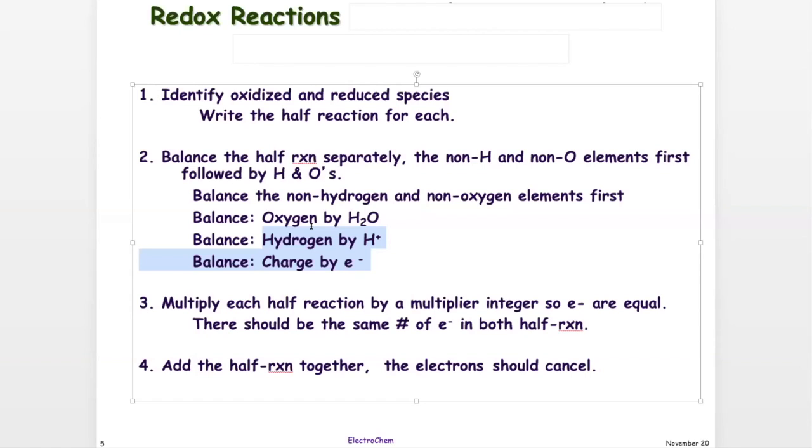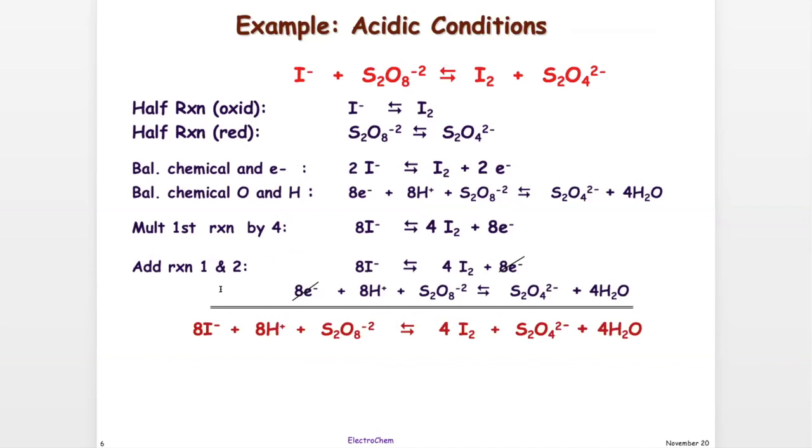The electrons have to cancel because when you have your net reaction, no electrons can be shown. You can have water, you can have H plus, but no electrons. They have to cancel. Okay, so that's what this is. Now that you've canceled the electrons, then your work is done. Okay, so let's take a look at this reaction right here. I'm going to walk through this.